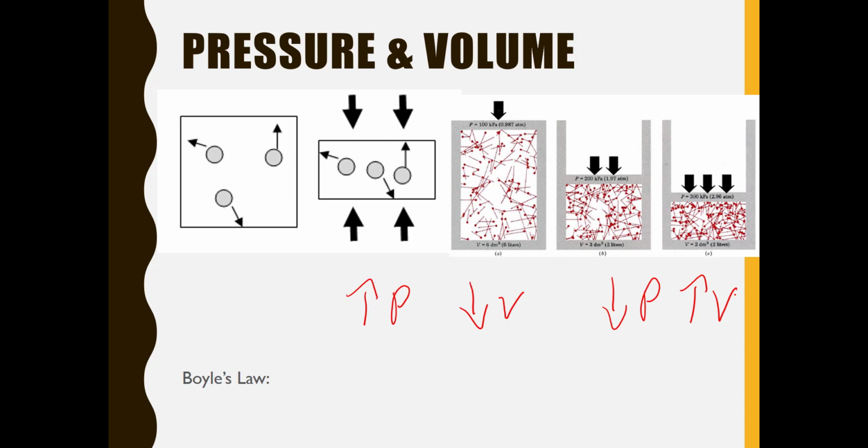How we're going to relate this mathematically is by Boyle's law. Boyle's law is defined as P1 V1, with 1 standing for your initial conditions, equals P2 V2, which stands for your final conditions. How does this look graphically?